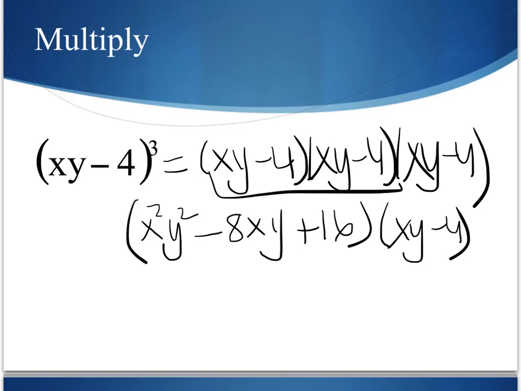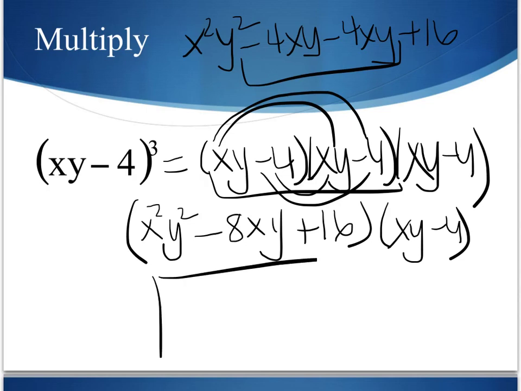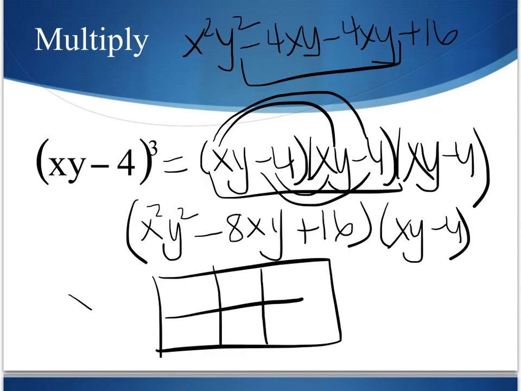I will FOIL it out here on the top for you. This xy times xy gives us x squared y squared. We learned that earlier today or yesterday if you're watching this video on Wednesday. And then outside xy times negative 4, we get negative 4xy. And then inside negative 4 times xy is negative 4xy. And then last, negative 4 times negative 4 is positive 16. And then we combine like terms here, and that's how we get the x squared y squared minus 8xy plus 16. Now we can use the box again to keep ourselves organized.